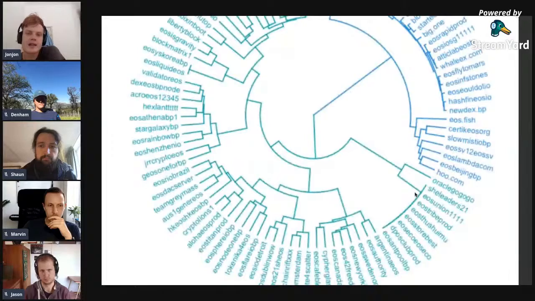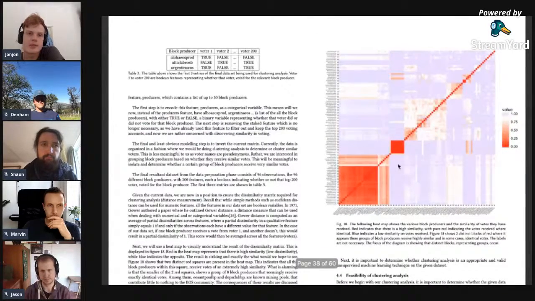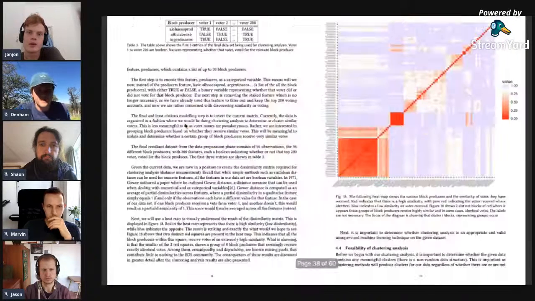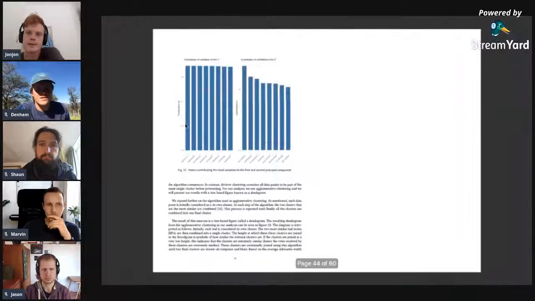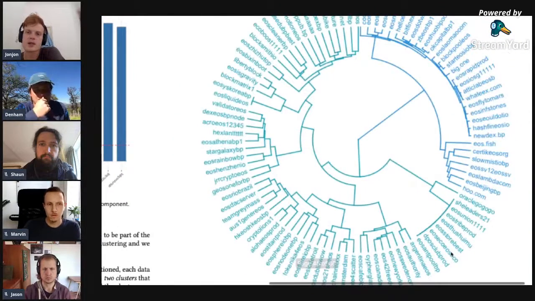And that exactly corresponds to these block producers in the dissimilarity matrix that all receive the exact same votes. So you'll see these ones are the same ones that on the dendrogram look like this. So, basically, yeah.